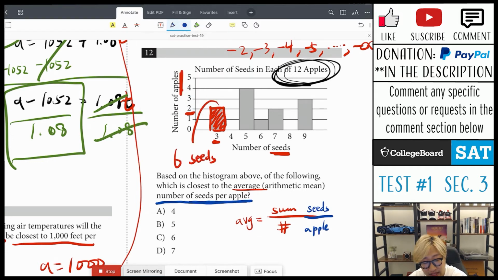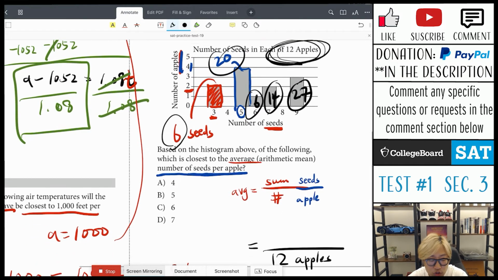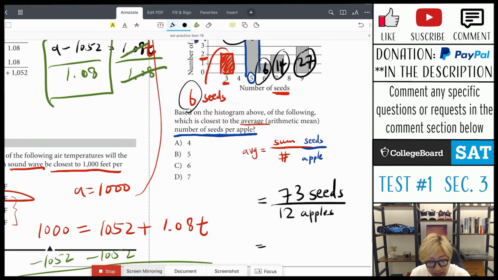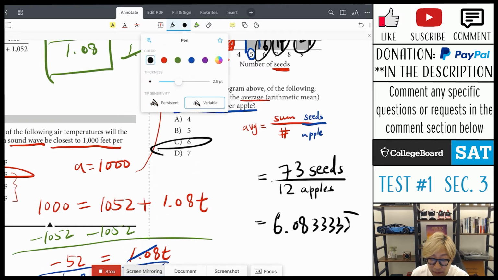And then same thing, take a look at this. That's basically 4 apples that have 5 seeds each. So that must be 4 times 5, 20. And you just keep going. So let me just do all that in red, black. So that would be 6, and that'd be 14, and that would be 27. So go ahead and add them all up. 6 plus 20 plus 6, 14, 27. Do this in the calculator, and you will get 73 seeds. And 73 divided by 12 is probably going to be something close to 6. It's 6.08333333, repeating, close enough. 6 is the answer.